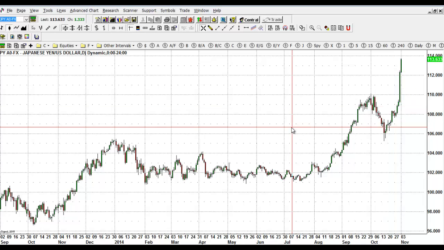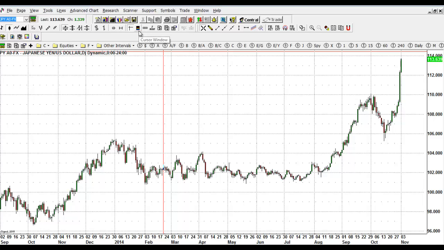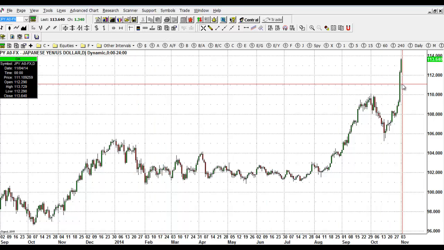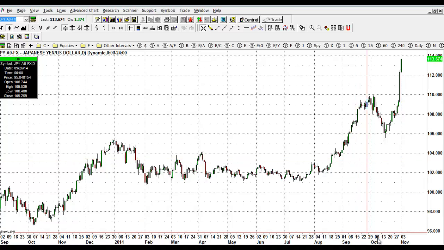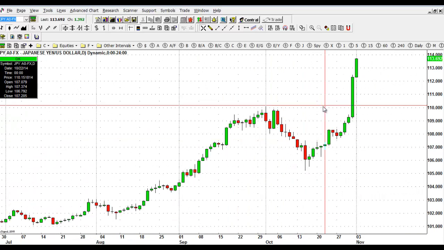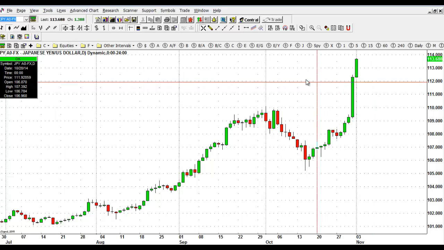The catalyst was that the Bank of Japan lowered interest rates unexpectedly, so that's why the market really took off. The low was 109.17 and the high was 112.45. So over a 340 pip range for the day, pretty significant.